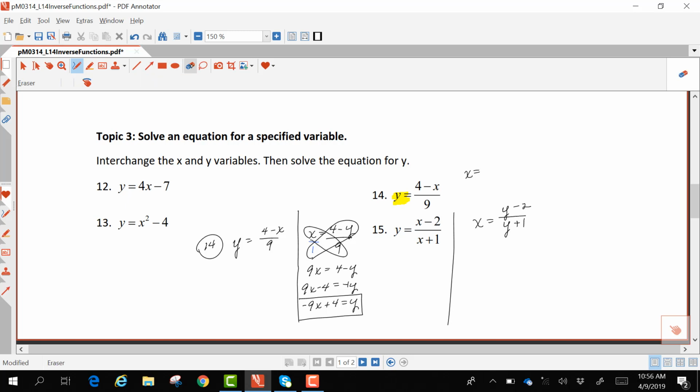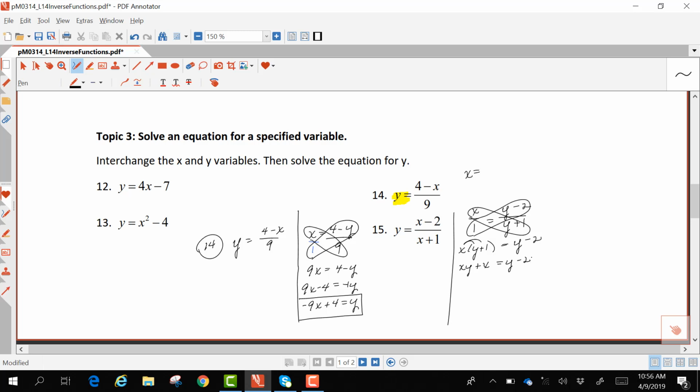Once again, I'm going to cross multiply, so I'm going to write this as an x over 1. And when I cross multiply, I'm going to get x times y plus 1, equaling 1 times y minus 2. I'm supposed to solve this equation such that it says y equals, so I must get the y out of these parentheses by distributing this x.